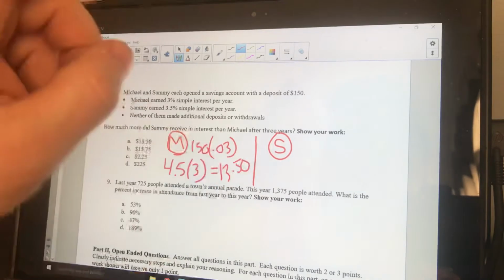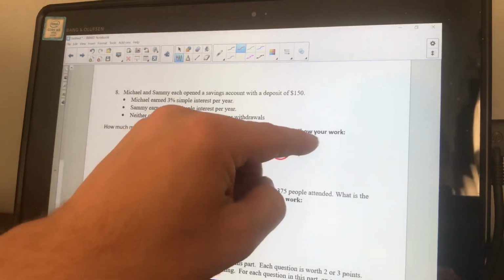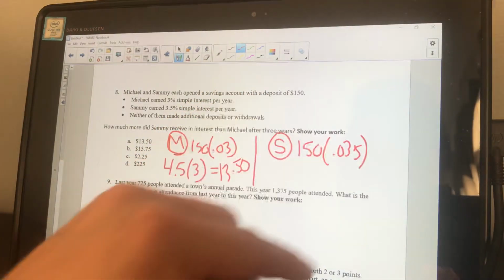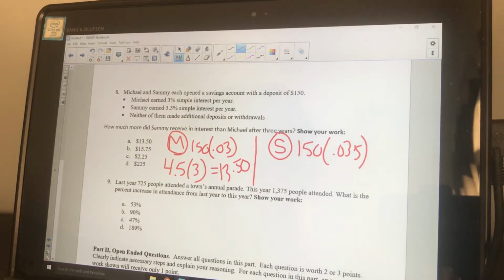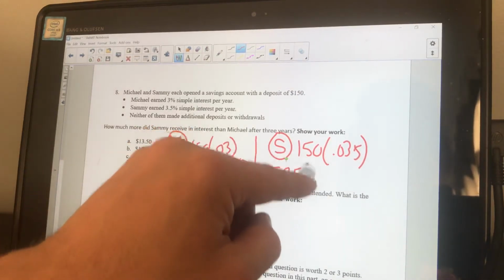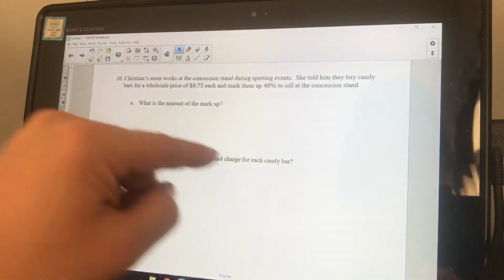$13.50. Okay, Sammy. Now we know Sammy's going to be more because it's $150 times 0.035. That's $5.25, and he gets that for 3 years.